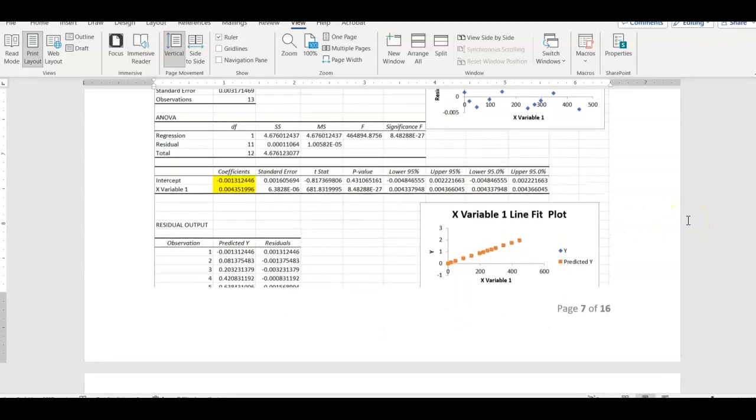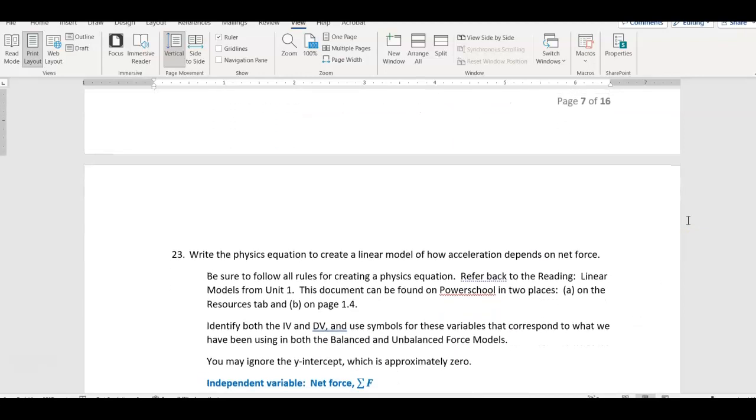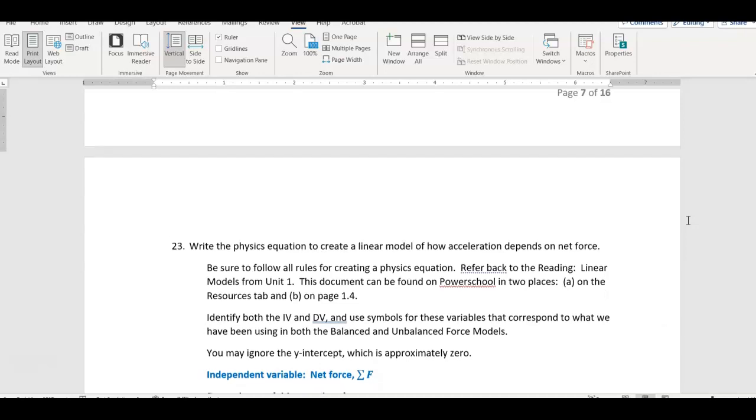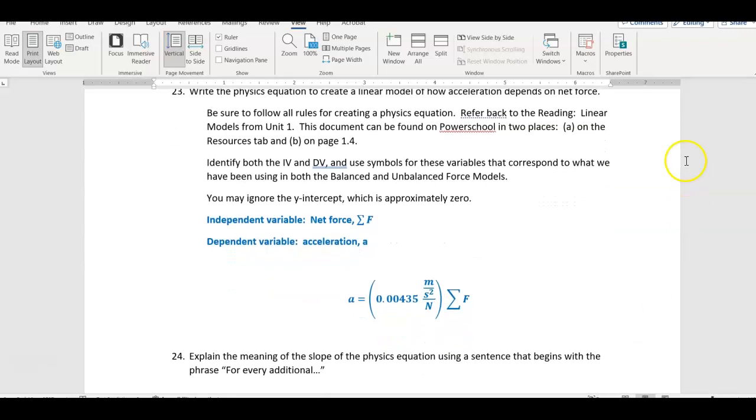Okay, so now that I have the slope, I'm going to write a physics equation to make a linear model that describes how acceleration depends on net force. I want to give good descriptive names for both of my variables. My independent variable, net force, remember the symbol we use for that is sigma F. My dependent variable, acceleration, we usually just call a. And so I've got my physics equation here.